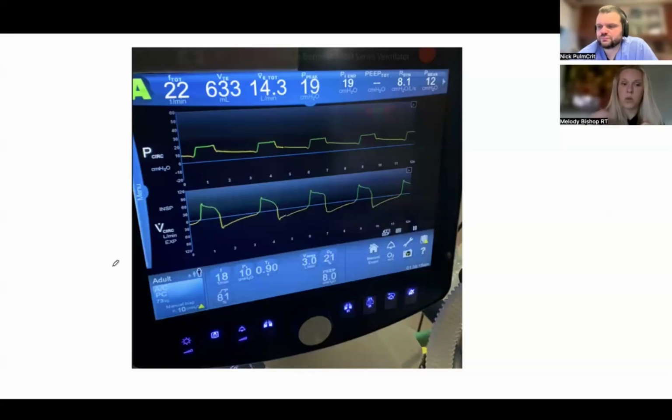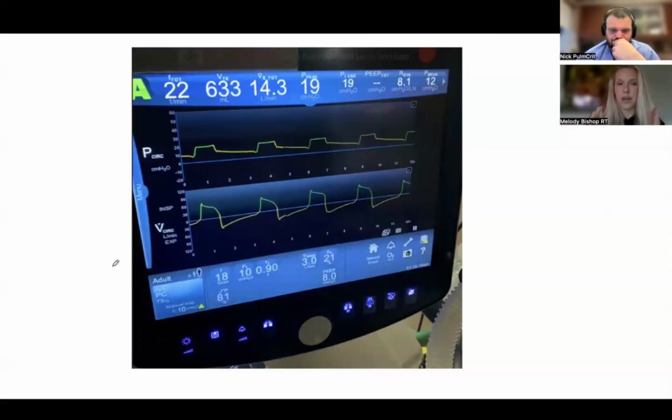And then you can also look at your waveforms, and you'll notice your pressure waveform has that nice flat top. So we are achieving and maintaining a pressure throughout inspiration. And our flow waveform is looking very similar to a peak inspiratory flow. So this is pressure control. That's how we want you to look at this waveform and understand that this is pressure control.